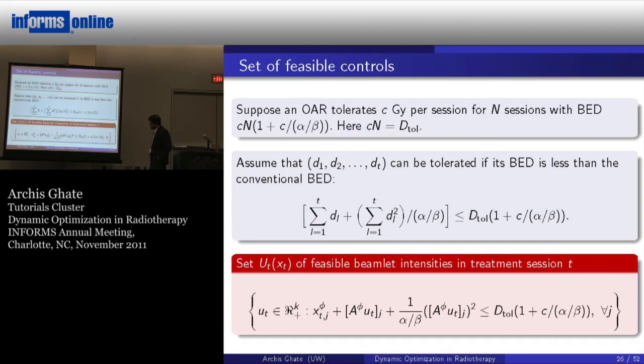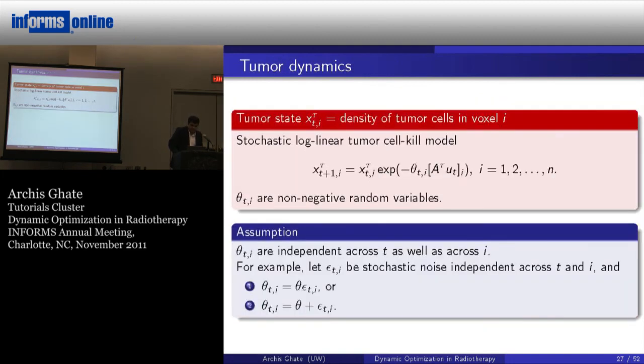So given that I am in state xt, as I said in the previous slide, this is my new BED, and then that has to be less than this, and that gives me the set of feasible U's, right? So this way of modeling not only gives me my OAR dynamics, but also gives me the set of feasible U's. So let me speed up a little bit. The next part is tumor dynamics.